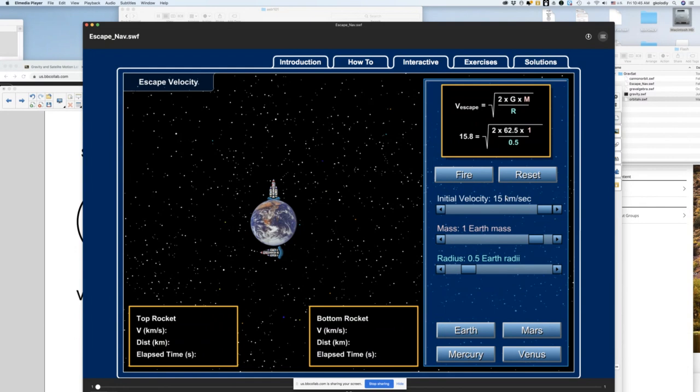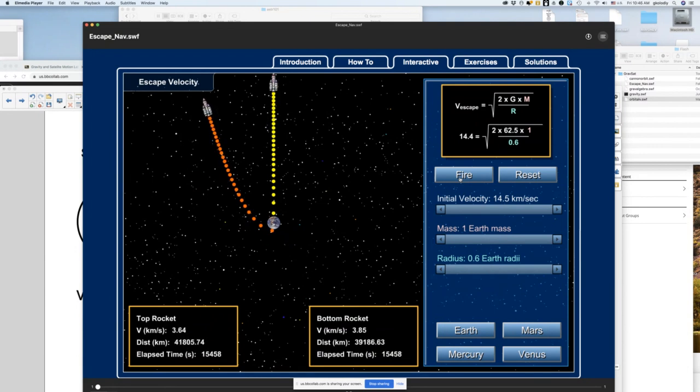We can't quite make it 15. So I'm going to make it a little bit smaller. We can fire it out at 14 and a half. So I'm going to make it not quite half, at 0.6. And let's fire it out now with a velocity a little bit bigger than 14.4, 14.5. So let's fire it out and see what happens. And you can see that it does not come back.